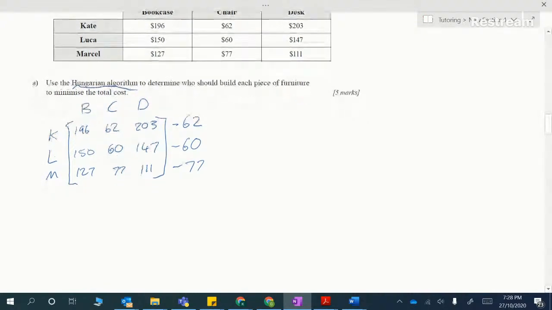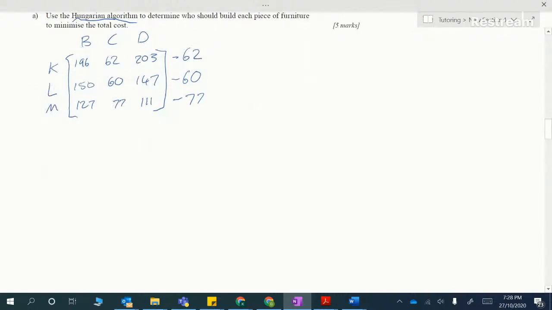Okay, and then I'm going to rewrite that underneath. 196 take away 62 is 134. 62 take away 62 is 0. 203 take away 62 is 141. The next row, 150 take away 60 is 90. 60 take away 60 is 0, and 147 take away 60 is 87. And then the last row, 127 take away 77 is 50. 77 take away 77 is 0, and 111 take away 77 is 34. Okay, so that was a row reduction. I'm reducing each row by the smallest number in the row.